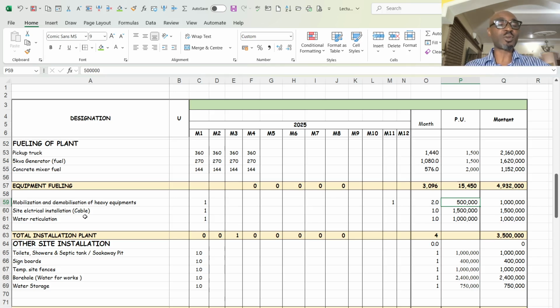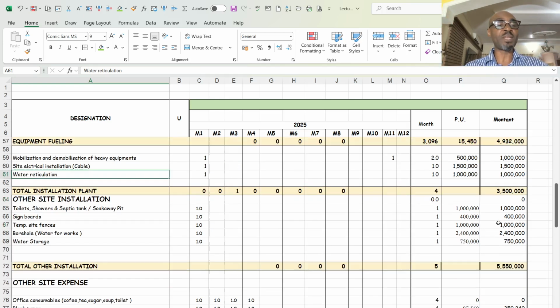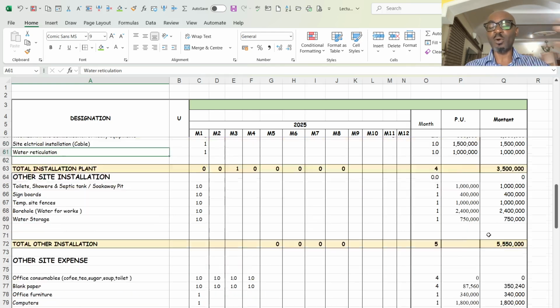Then site electrical installation, how to run the cables to distribute light. I'm going to spend 1.5 to get cable to distribute light all along the site for easy assessment of light. And then water reticulation, the pipes also that will take water from maybe the storage tank and distribute conveniently along the site. I'm going to spend 1 million. Then fencing and all of that.